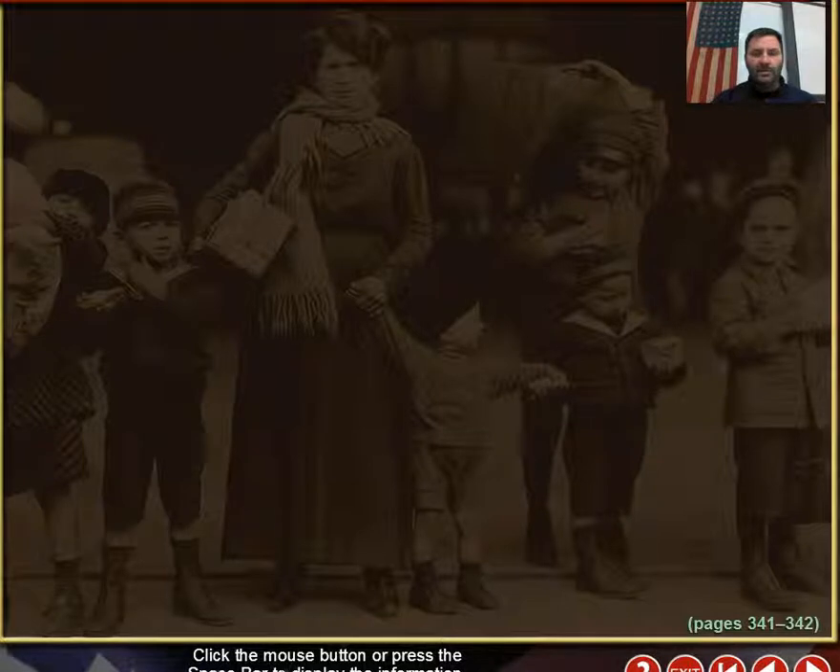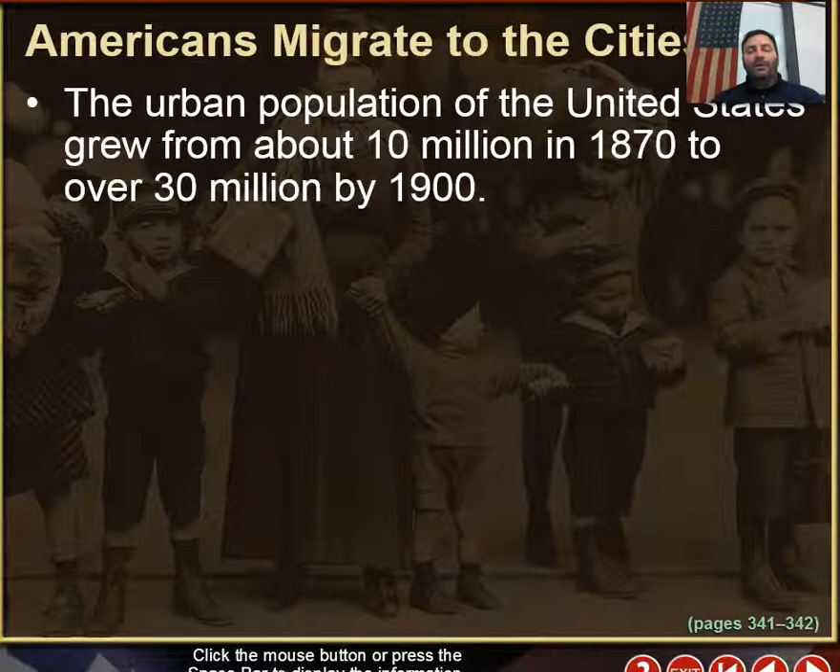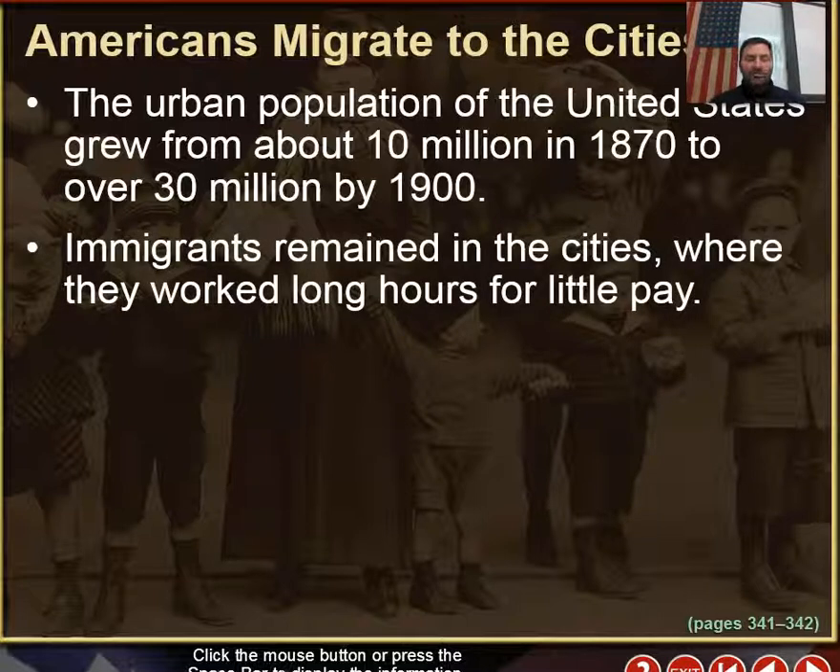All right, this is urbanization and political machines. So when all these immigrants came to the United States, they weren't just immigrants moving into the cities. You also had people moving from rural areas into the urban population of the United States. Our urban population grew from about 10 million people in 1870 to over 30 million by 1900. Many immigrants remained in the cities where they would work long hours for little pay.